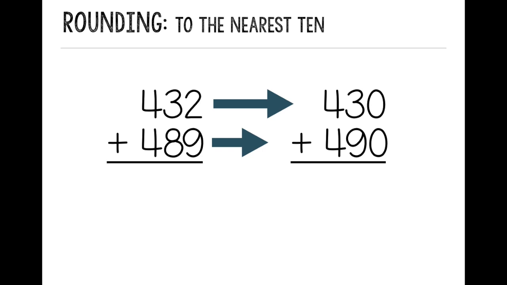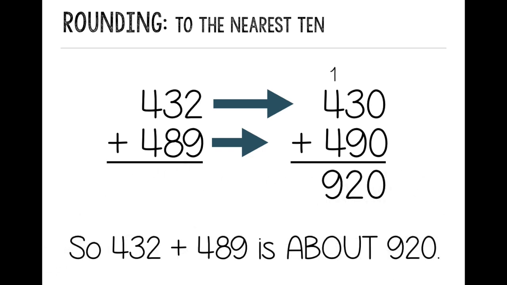And then when I'm adding this together, I start with my ones place. 0 plus 0 is 0. 3 tens plus 9 tens is 12 tens, so I put a 2 in the tens place, and I carry 1 to my hundreds place. And then 100 plus 400 is 9 hundreds. So 432 plus 489 is about 920.